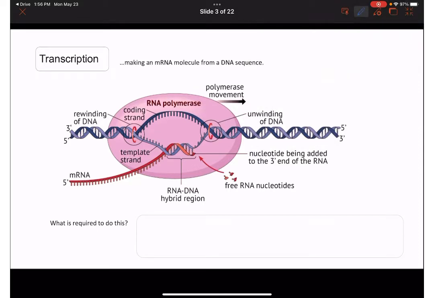So here we go. This figure represents transcription. And again, transcription is making an mRNA molecule from a DNA sequence, from a gene sequence. And that's what's going on here. I just want you to look at this for a second and orient yourself. What do you see?